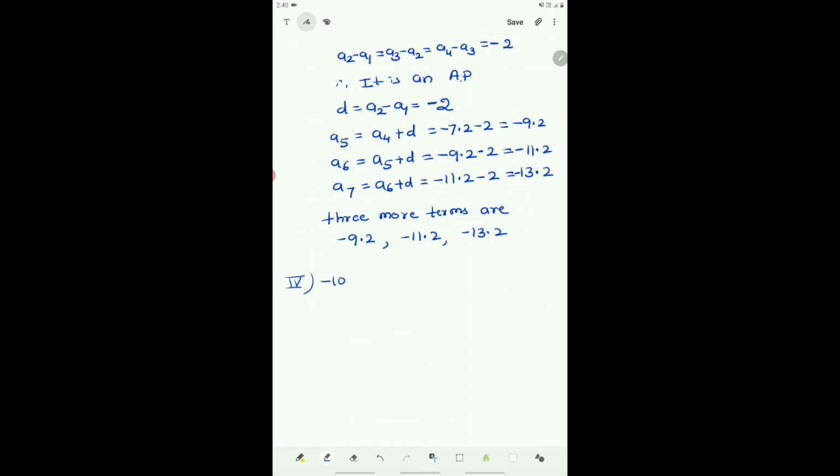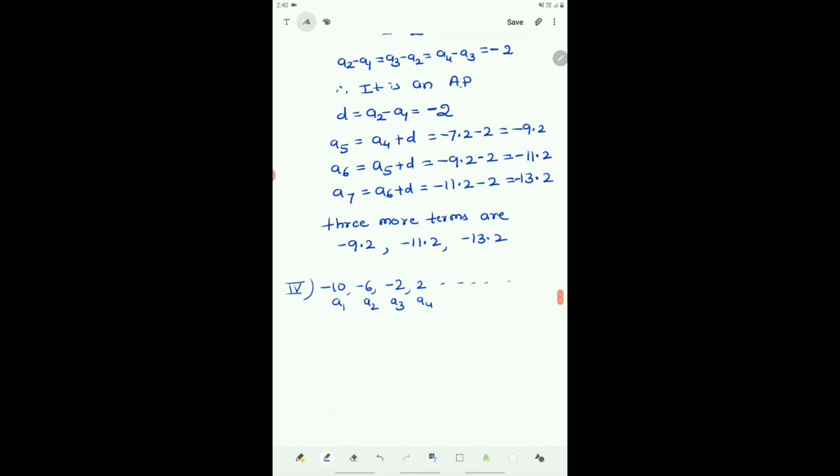-10, -6, -2, 2, so on. To check whether it is AP or not, A1 is -10, A2 is -6, A3 is -2, A4 is 2.